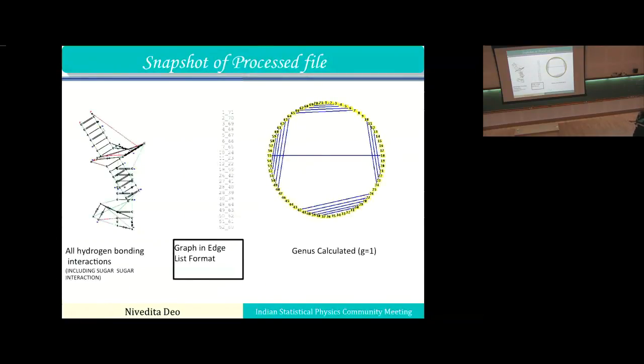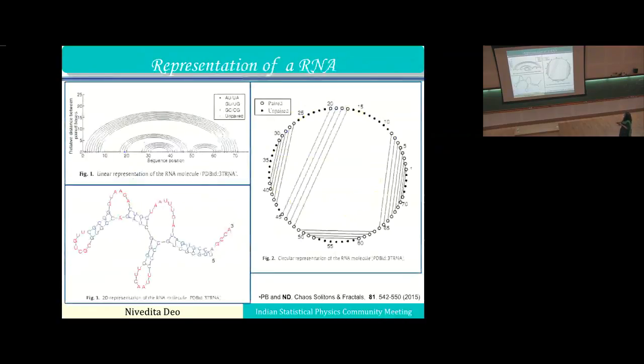Here's a snapshot of the processed files. This is all the hydrogen bondings, an intermediate step in the processing. And then this is the graph edge list format. And then one puts it in the circular format. So this is a representation of the RNA in the circular picture. And one can calculate the genus of this graph of RNA, and it's genus 1.